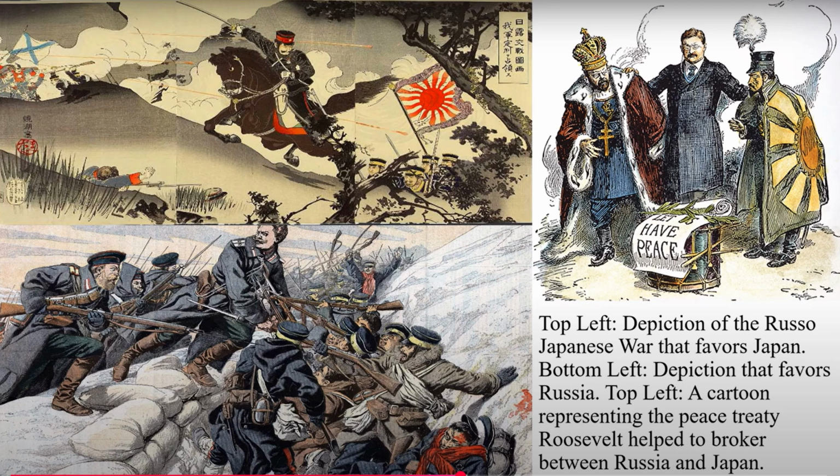And here we see two depictions of the Russo-Japanese War, one from the Japanese perspective at top, and the other from the Russian perspective on the bottom. And here is an American depiction of President Roosevelt presiding over the treaty between these two countries, forcing the Russian Tsar and the Japanese government to sign a treaty. And Japan won this war, and they won it very commandingly.